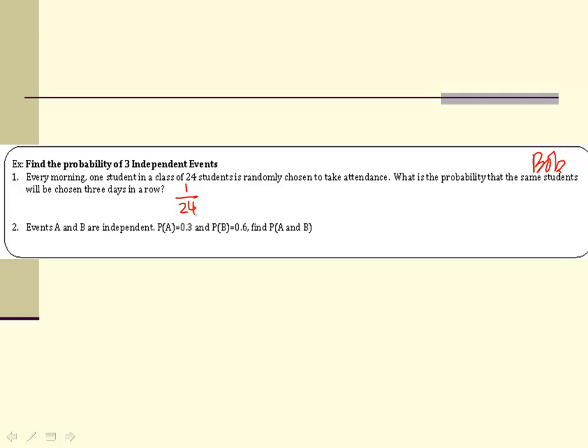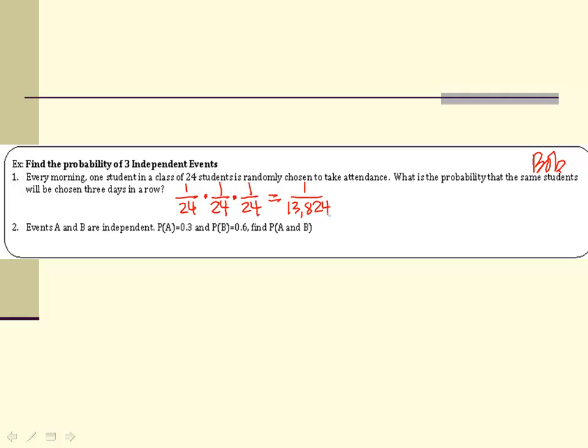On day 2, I still want Bob, so I'm picking the person I want. So that's again 1 out of 24. On day 3, again I want Bob to be picked, so I again get 1 out of 24. Now in the last chapter we learned that when you multiply fractions, you multiply the top, so 1 times 1 times 1 is 1. And you multiply the bottom. 24 times 24 times 24 is 13,824.